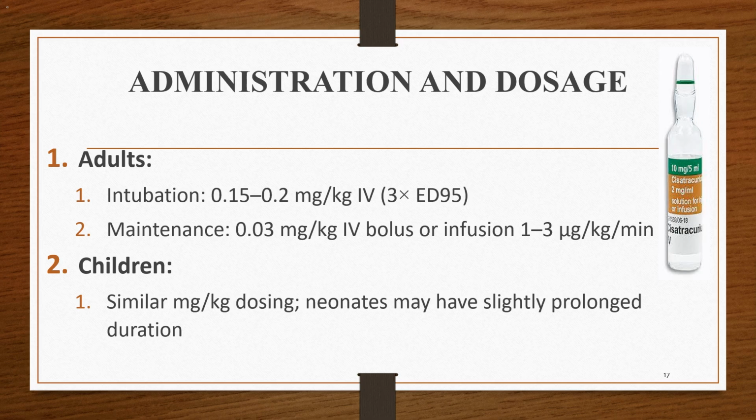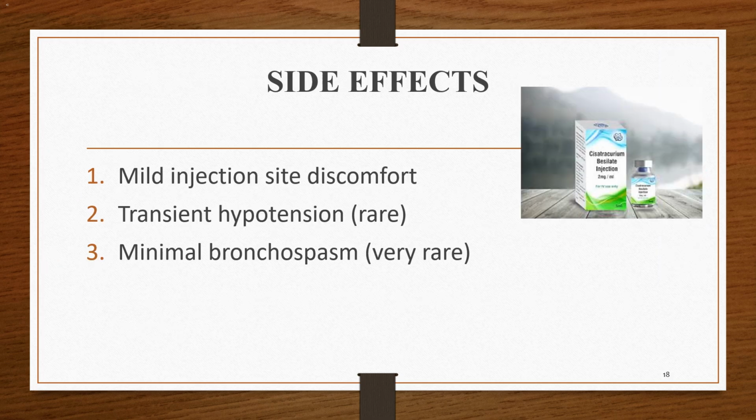2. Children. Similar milligram per kilogram dosing. Kids generally get doses like adults based on weight. Neonates may have slightly prolonged duration. Newborns might have Cisatracurium's effects lasting a bit longer. Side effects of Cisatracurium. 1. Mild injection site discomfort. Some people might feel slight discomfort where Cisatracurium is injected. 2. Transient hypotension, rare. Low blood pressure can happen briefly but is uncommon with Cisatracurium. 3. Minimal bronchospasm, very rare. Narrowing of the airways is a very rare side effect with Cisatracurium.